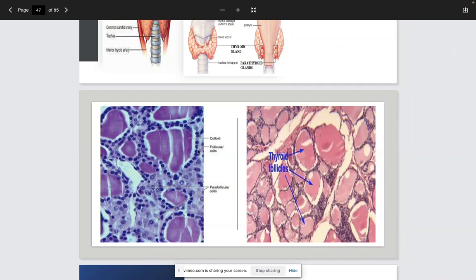Again, here are your follicular cells, and here are your parafollicular cells. Do you guys remember the hormone that is present within the parafollicular cells? That would be calcitonin. Calcitonin, do you remember its function? Calcitonin is meant to tone down the calcium present within the blood, right? It does that by acting on bone.